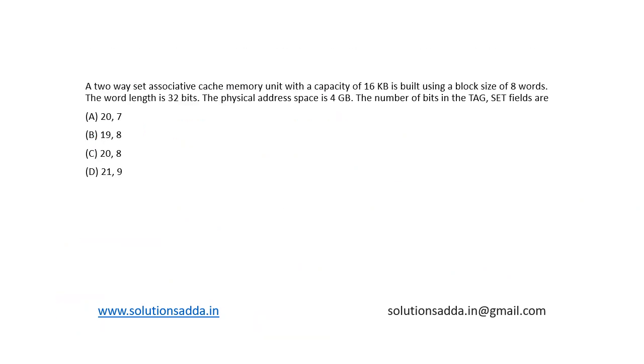This is a question from computer organization. A two-way set associative cache memory unit with a capacity of 16 KB is built using block size of 8 words. The word length is 32 bits. The physical address space is 4 GB. The number of bits in the tag and set fields are.